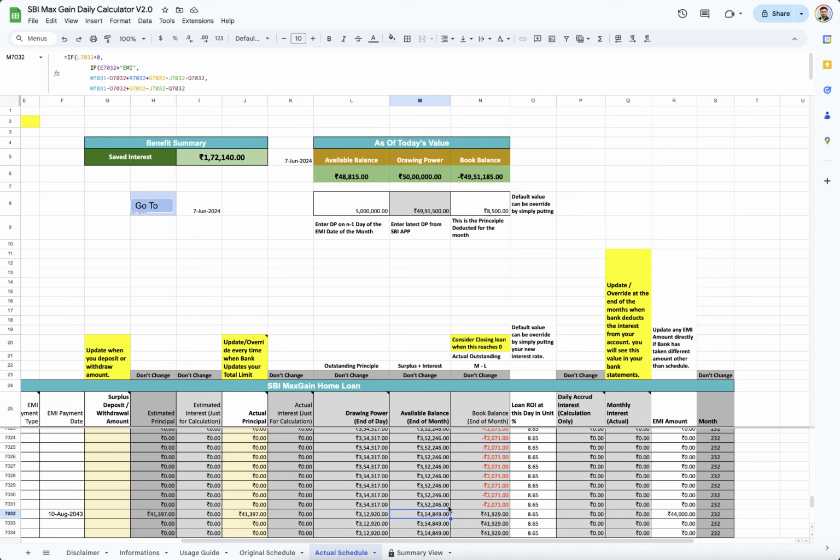For example, available balance was this, and then this was the EMI amount that came into your account. So this becomes your available balance on that day, minus this amount, 41,000. Let me try to showcase it here. So available balance was this.